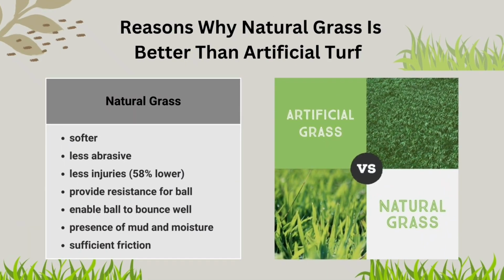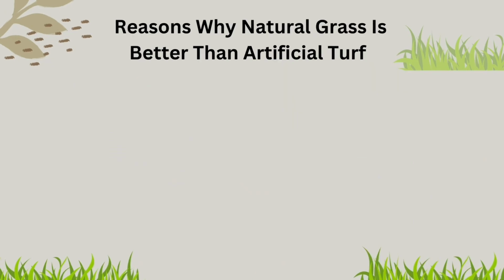Firstly, the reasons why natural grass is better than artificial turf. First, it's softer. Number 2, it's less abrasive because it doesn't have the sand infill that artificial turf has, and it is able to lead to fewer injuries, which is 58% lower, particularly in ACL injury. Another reason is it provides resistance for the ball, and it enables the ball to bounce well. Then there's also the presence of mud and moisture to enable the players to slide on the grass. And finally, there's sufficient friction that is suitable for football.